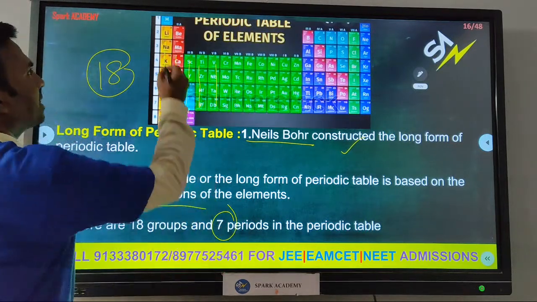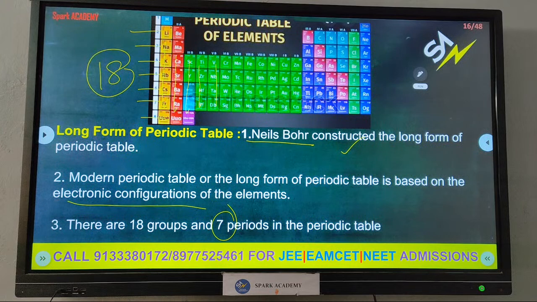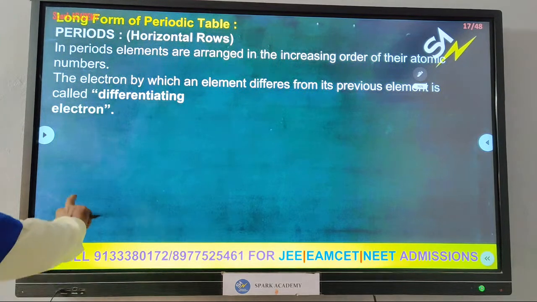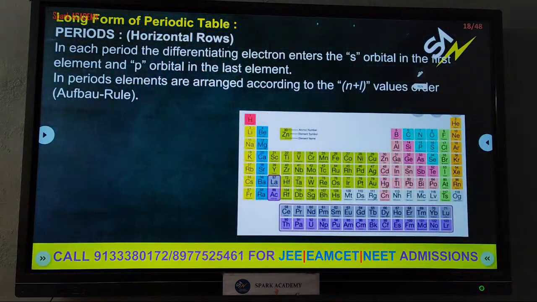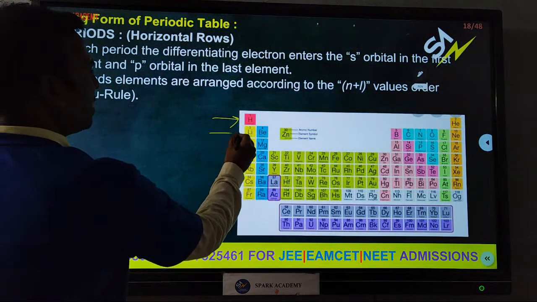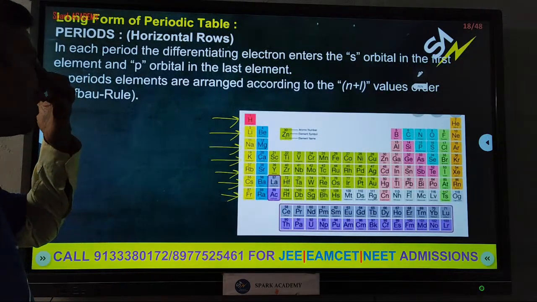How many periods are there? 1, 2, 3, 4, 5, 6, 7. Only 7 periods are there in this periodic table. Clear? Now, what are periods? Just now we discussed, horizontal rows. These horizontal rows are called periods. Period number 1, period number 2, period number 3, 4, 5, 6, 7. So a total of 7 periods are present.